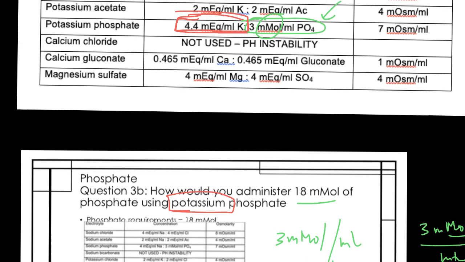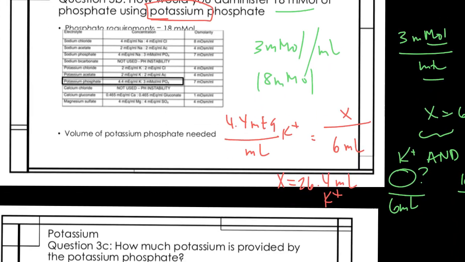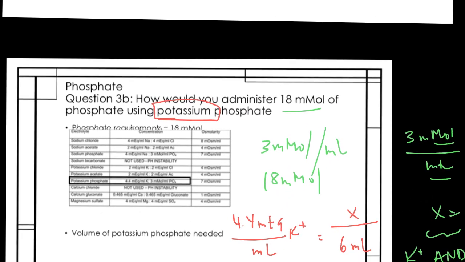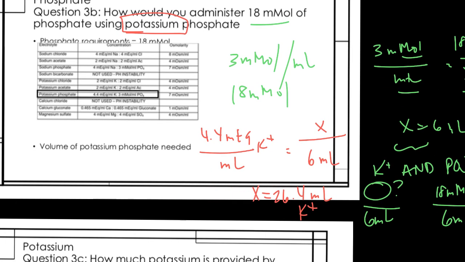But since the solution is potassium phosphate, that 6 milliliters also contains potassium. So how much potassium do I have in that solution? In this solution, the concentration is 4.4 milliequivalents per milliliter. Since I have 6 milliliters, 4.4 times 6 gives me 26.4 milliequivalents of potassium.